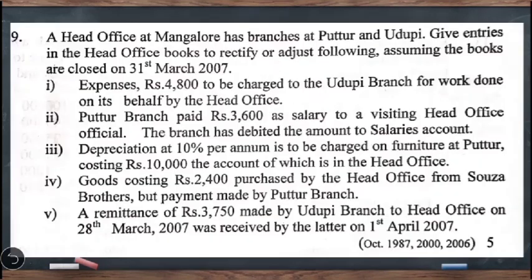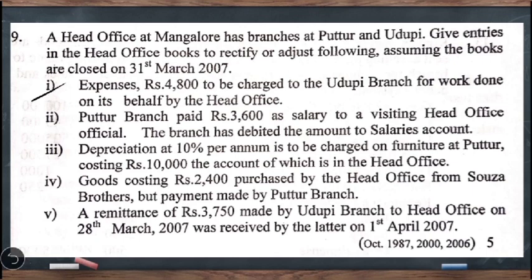Then let us take up the second question. Again here also this is a small question which comes for 6 marks. Let us see what are the informations given in the question. A head office at Mangalore has branches at Puttur and Udupi. Give entries in the books of head office to rectify or adjust the following, assuming that the books are closed on 31st March 2007. They have given 5 adjustments. Let us take up one by one.